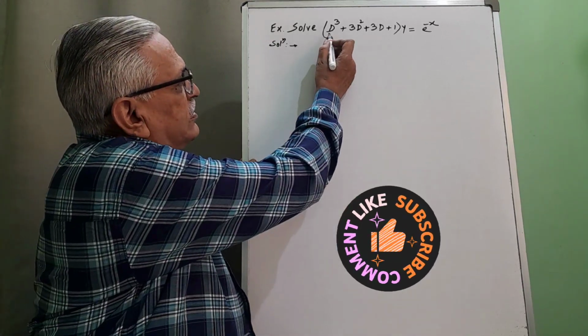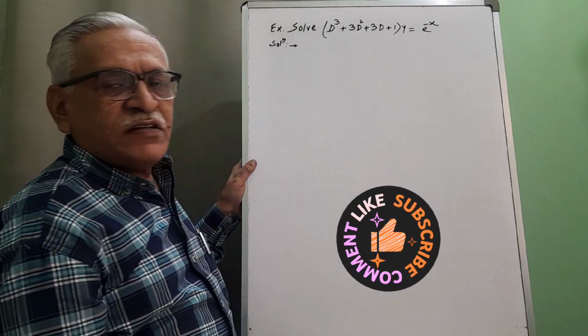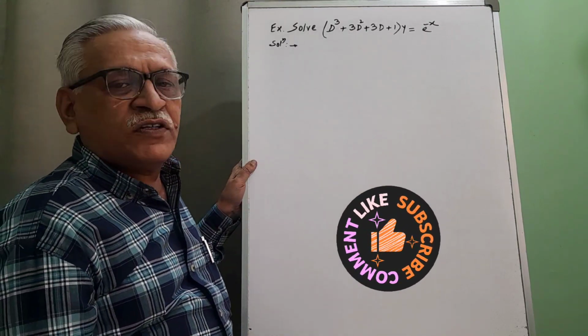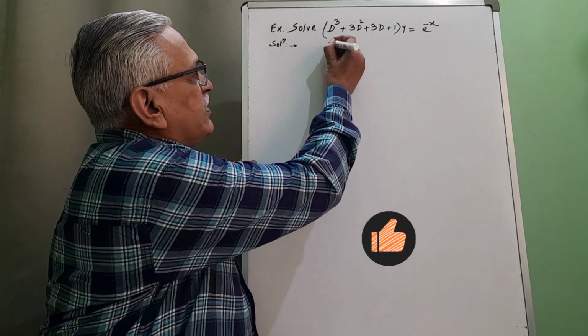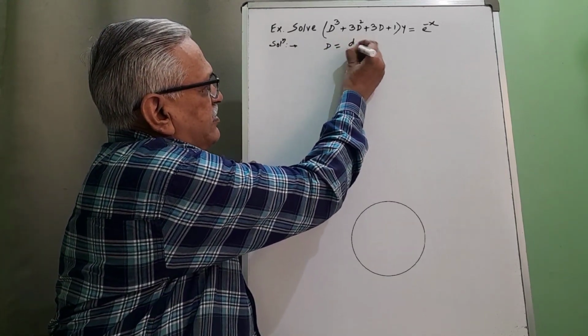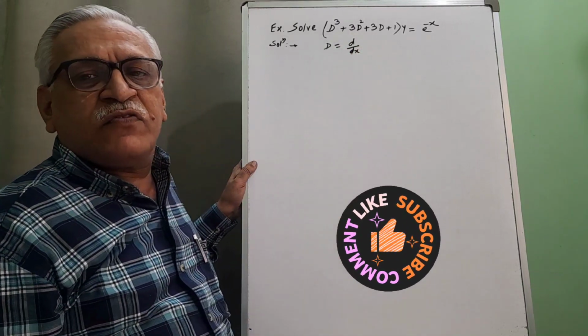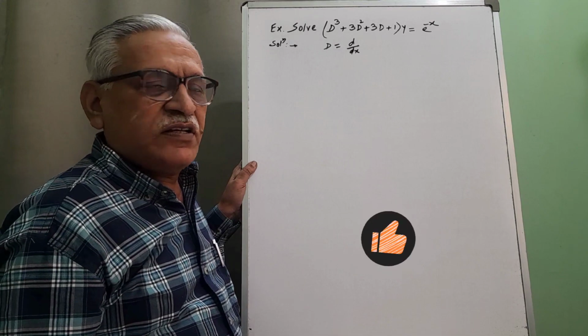Solve the differential equation (D³ + 3D² + 3D + 1)y = e^(-x), where capital D stands for the operator d/dx. Here y is the dependent variable and x is the independent variable.